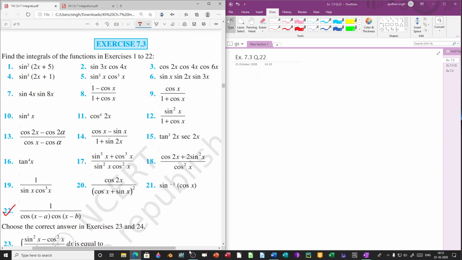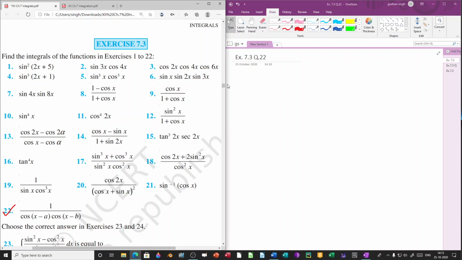Exercise 7.3, question number 22. Integrate 1 by cos of x minus a into cos of x minus b. Questions of this type are very common in the board exam. Either in the denominator both will be cos or both will be sin. When both the terms are cos or sin, multiply and divide by sin of b minus a. But when one of the terms is cos and the other one is sin, multiply and divide by cos of b minus a. So let's start doing question number 22.